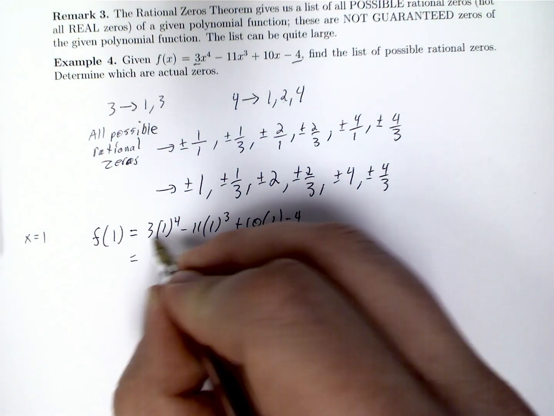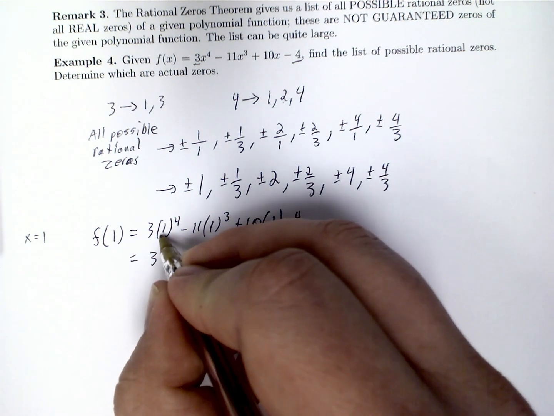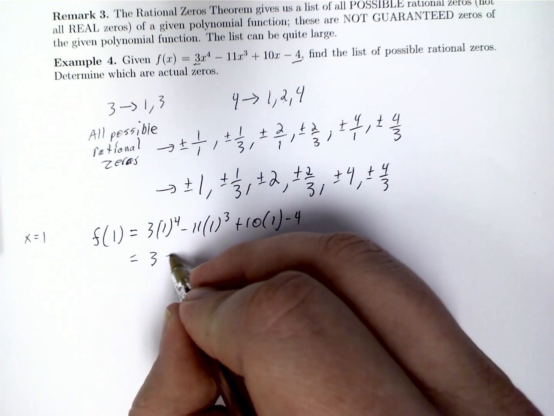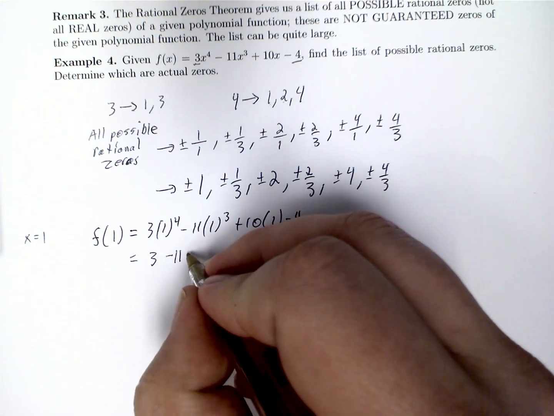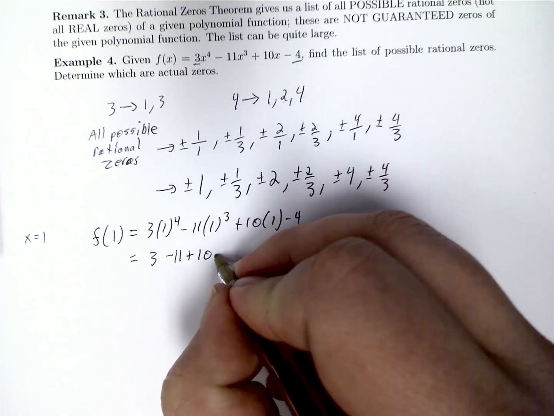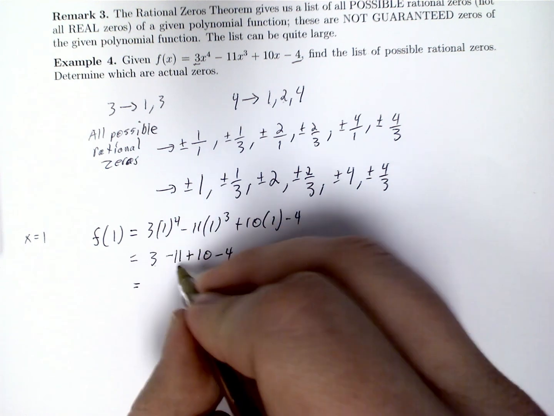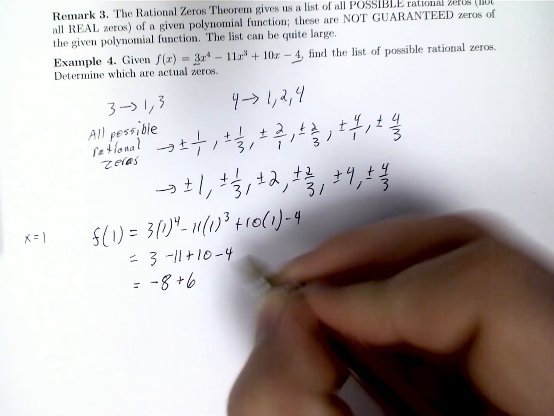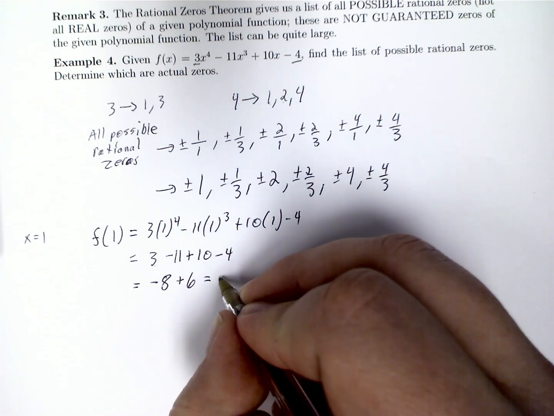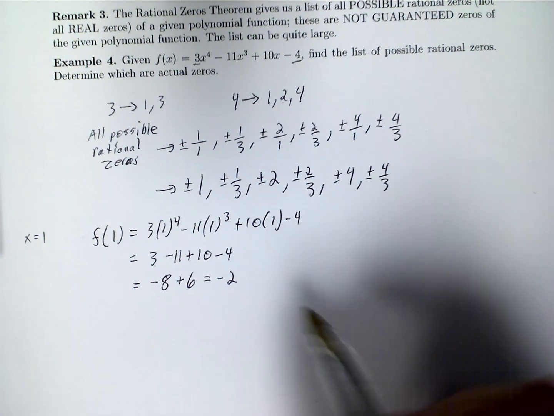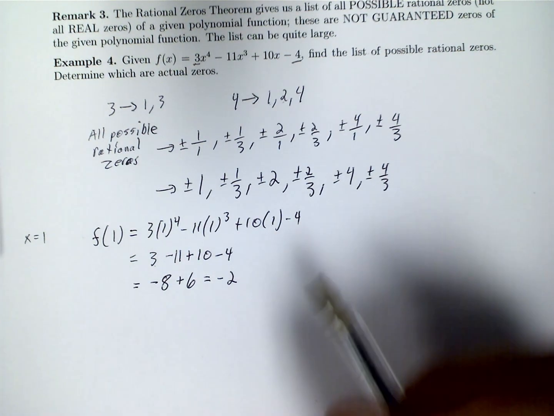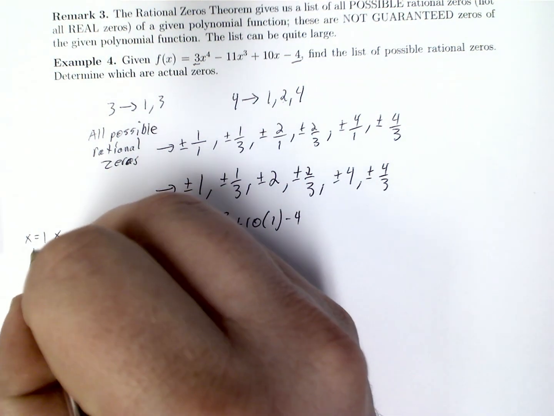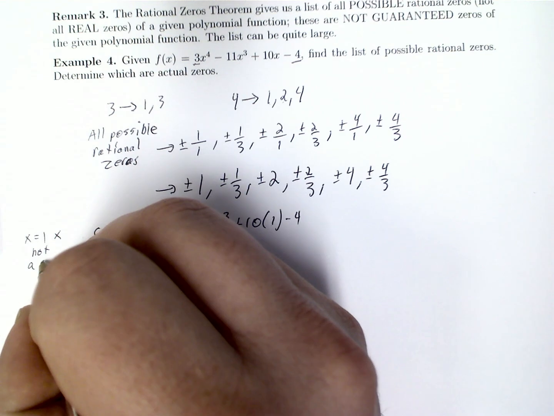Well, that's 3 times 1 to the 4th, so 1 to the 4th is 1 times 3 is 3. 1 to the 3rd is 1 times 11 is negative 11. 10 times 1 is 10 minus 4. 3 minus 11 is negative 8. 10 minus 4 is 6. Negative 8 plus 6 is negative 2. And again, if this was a 0, the output would be 0. So, since it's not 0, this is not a 0 of our polynomial.